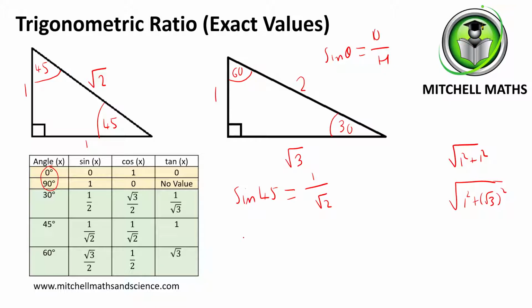Let's say we wanted to work out cos 30. Well, we know that cos angle is CAH, so it's adjacent over hypotenuse. If we go to cos 30, we can see that the adjacent is root 3, and the hypotenuse is 2. So it would be the square root of 3 over 2. If we look at our table at cos 30, it is the square root of 3 over 2. So that's our value for cos 30.